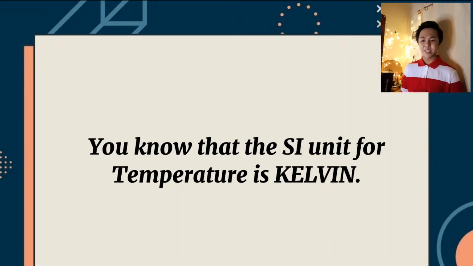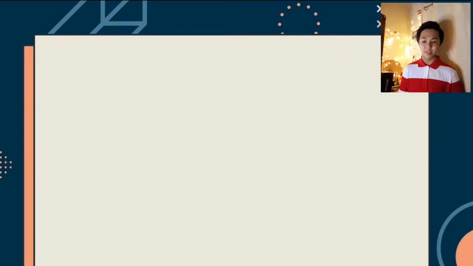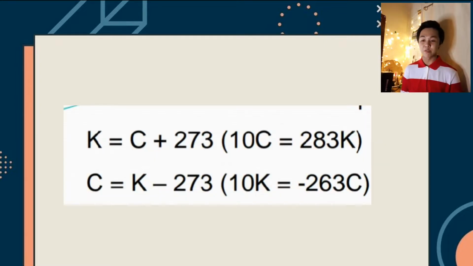You know the SI unit for temperature is Kelvin, so K equals C plus 273. Why did we get 283 Kelvin? Because 10 Celsius plus 273 is equal to 283 Kelvin. Now next is C equals K minus 273, and again 10 Kelvin minus 273 is negative 263 Celsius.